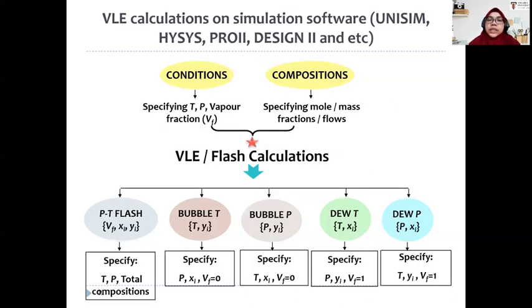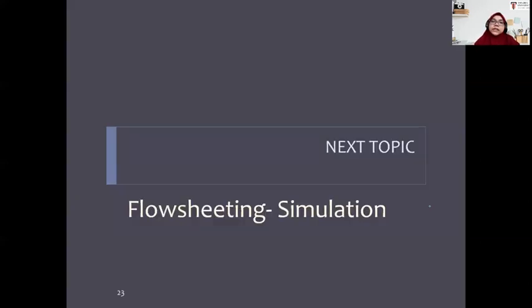Okay, we proceed to the condition and composition, which we can obtain by using VLE or flash calculation. So you may specify the flash calculation, where we have the PT flash, or the bubble T. So these are the specific or detailed conditions and compositions that we will proceed with. And also we have bubble pressure, meaning the composition in the liquid is given and we need to find the pressure. Dew T means the composition in the vapor is given and we need to find the temperature. Same goes for the dew pressure: the composition in the vapor is given and we need to find the pressure.